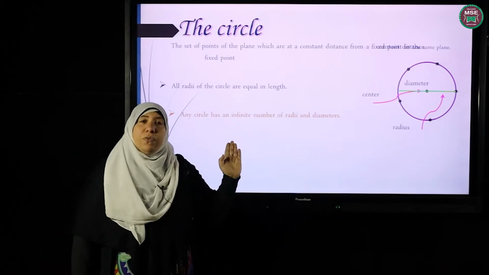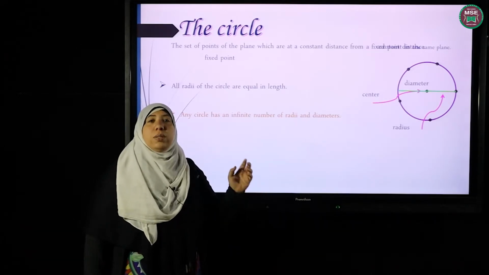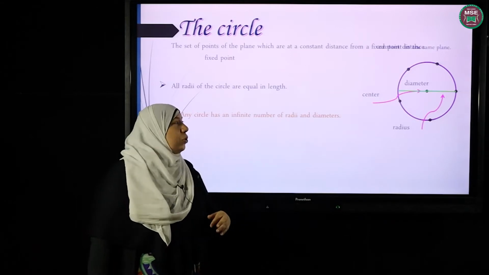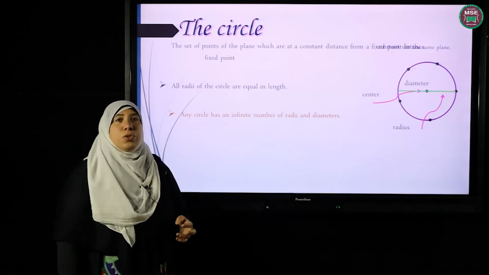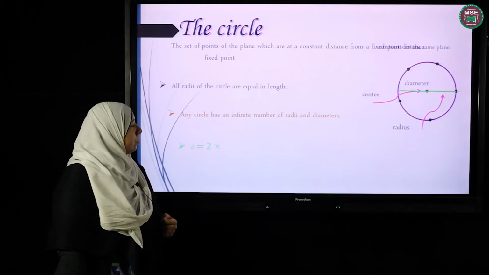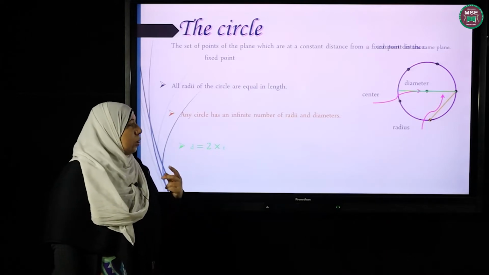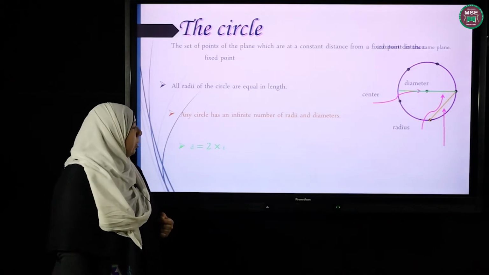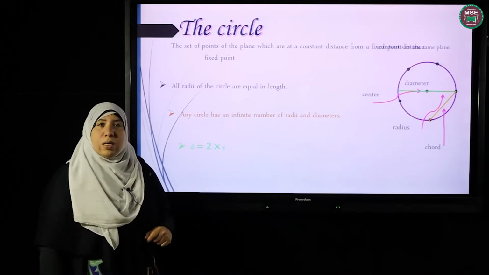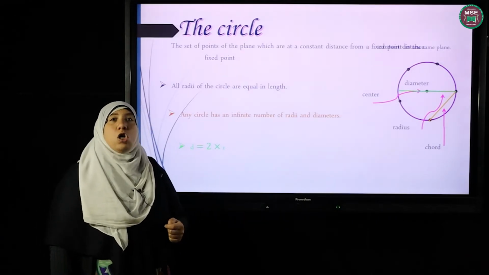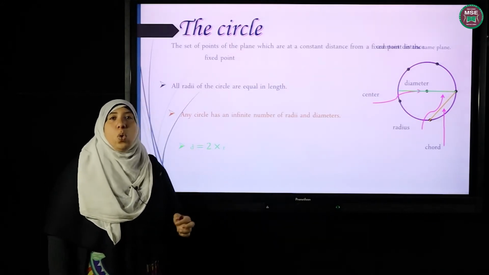The length of the line joining 2 points on the circle and passing through the center is a diameter, and any circle has an infinite number of diameters. We know that the diameter equals the radius times 2, or the diameter is double the radius. The line segment joining 2 points and not passing through the center is called a chord.